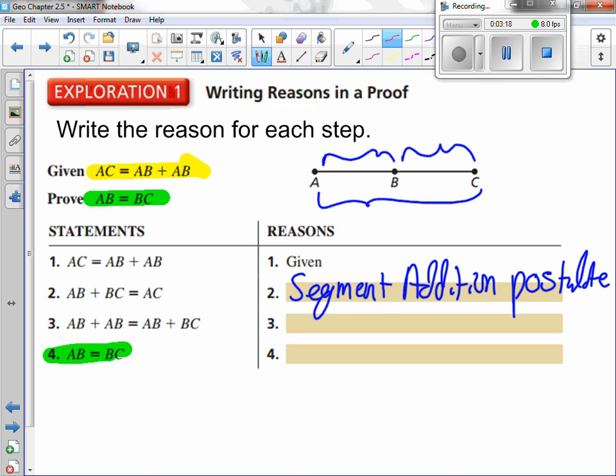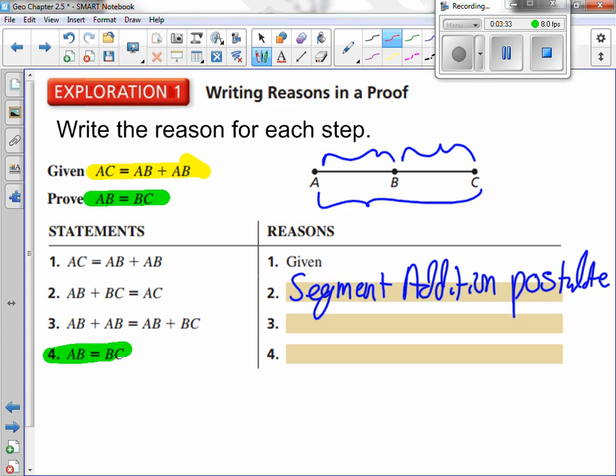Any questions on 1 and 2, or how we got this first part? Got a question? Okay. Any questions on anything we've done so far? Any questions on this here? Okay, let's look at what it says next.